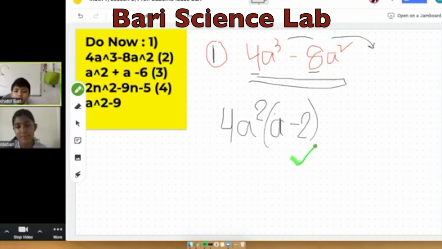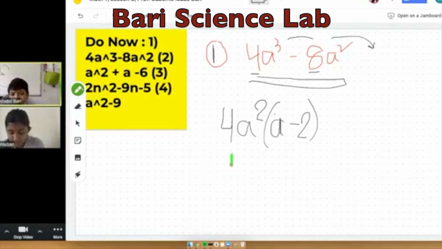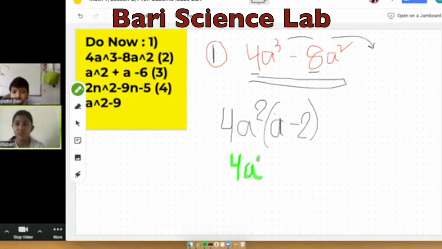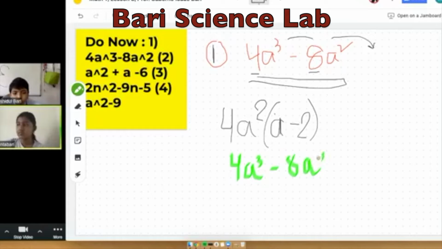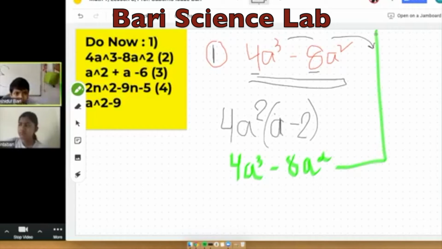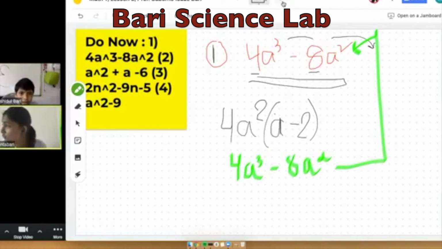Okay, so that's good. I believe. Let us distribute it to make sure. 4a squared times a would be 4a cubed. And then you subtract that from 4 times 2, which is 8, so 8a squared. 4a cubed minus 8a squared looks to be our initial binomial. So that's how you factor the binomial out.